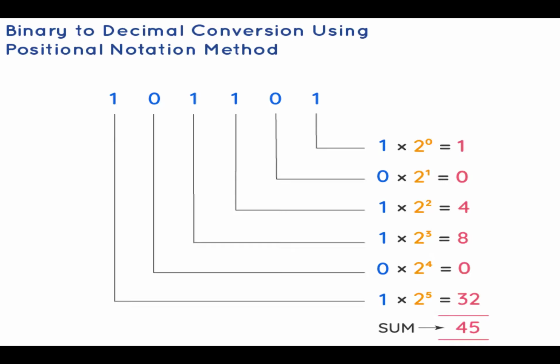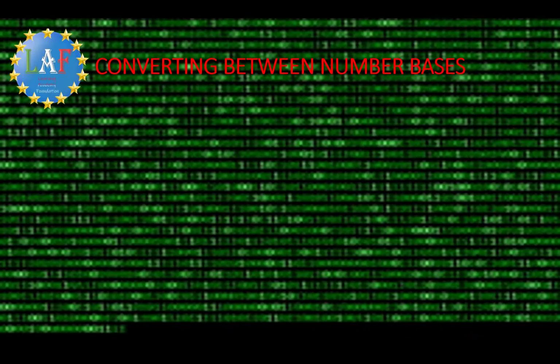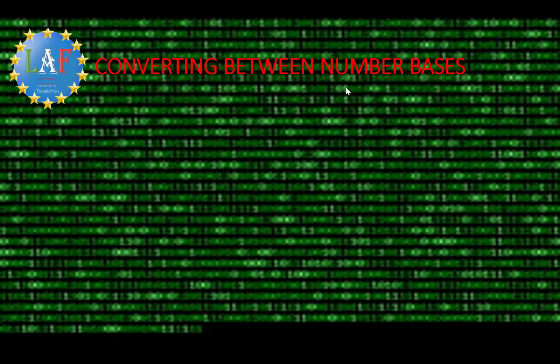And then we add these numbers. 1 plus 4 plus 8 plus 32 is 45. So 101101 in binary base, into decimal base becomes 45. Okay. So now we are already good to convert between number bases.